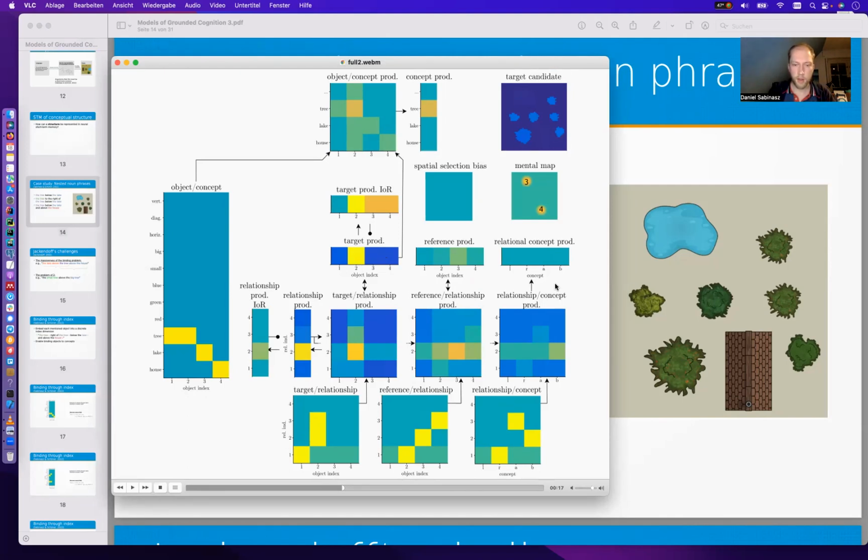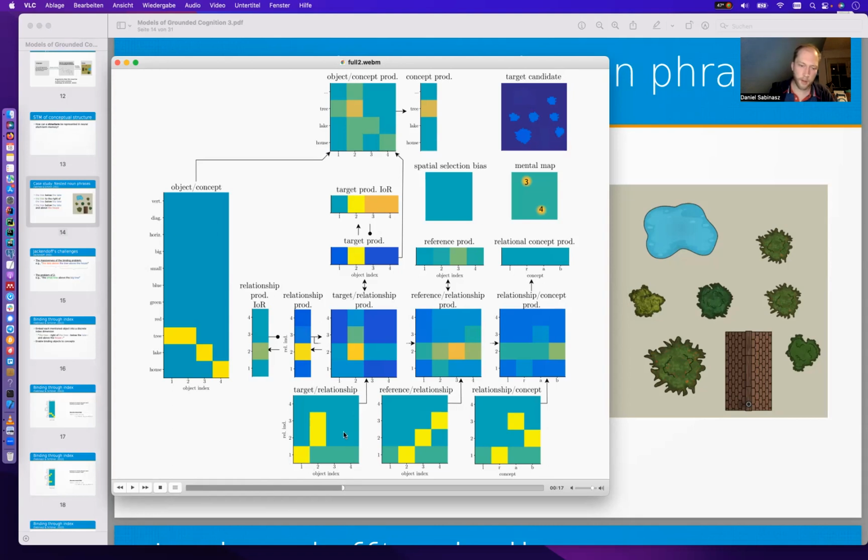And this is achieved by this machinery here. So first of all, we have a relationship production field here, which is just defined over the relationship index dimension. And the peak in the target production field provides slice input into this target relationship production field, which receives additional input from the target relationship field.